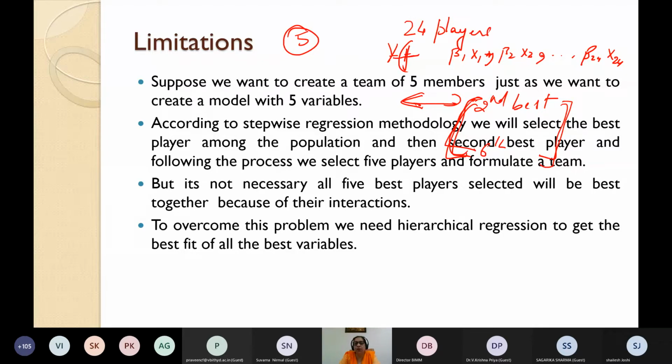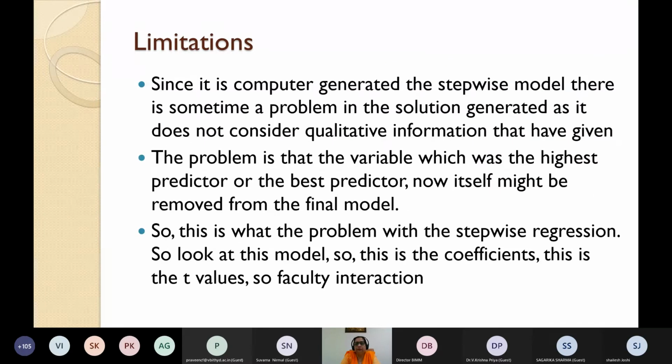To overcome this problem, we need hierarchical regression to get the best fit of all the best variables. So this is computer generated. The highest predictors, or the best predictors, are selected, but no interrelationship is considered. So that is the basic limitation.